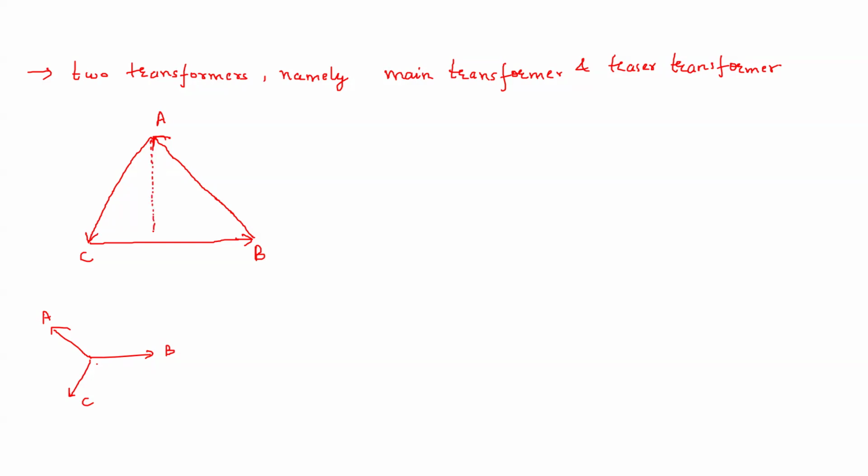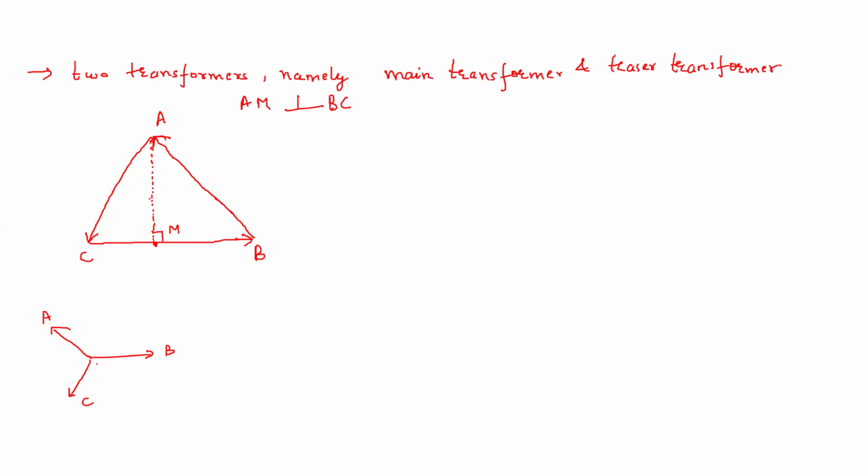Now here, if I take a perpendicular from A to BC, this is the perpendicular. Let us call this point M. You can see that AM is perpendicular to BC. If we take a voltage point at the midpoint of BC and this point A, then that AM will be perpendicular to BC. So this is the idea behind the Scott connection.